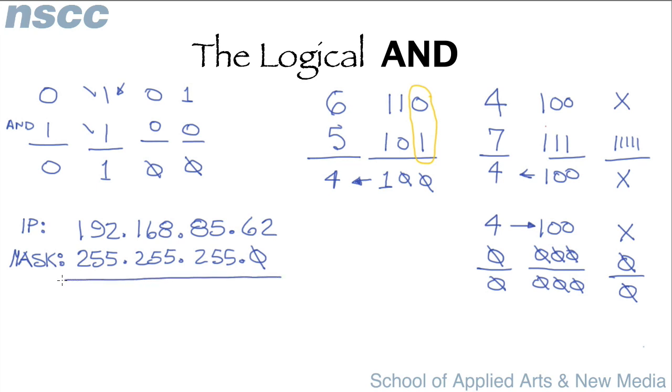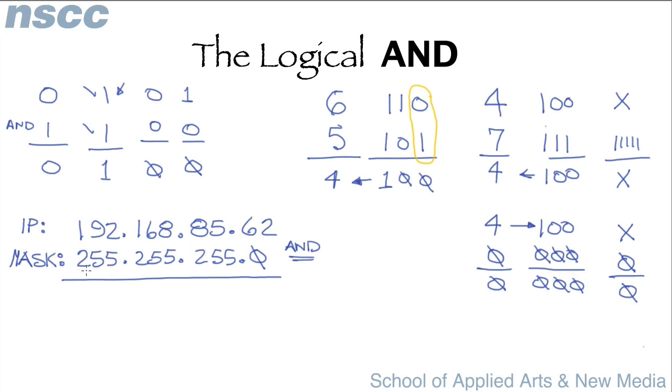A network device actually performs inside a logical AND of those two numbers to determine whether a packet is going to be local or external. And we're going to cover that in another tutorial. This one is just to sort of show us how this logical AND works.